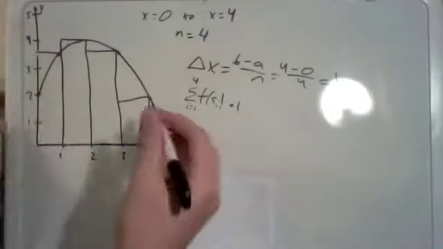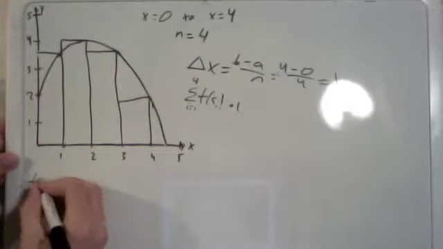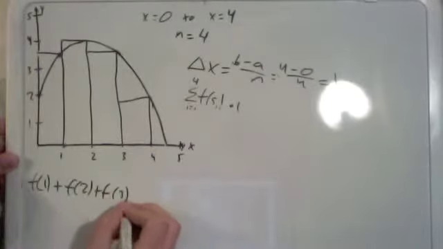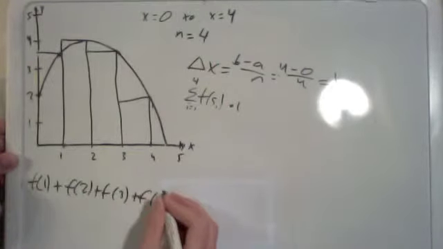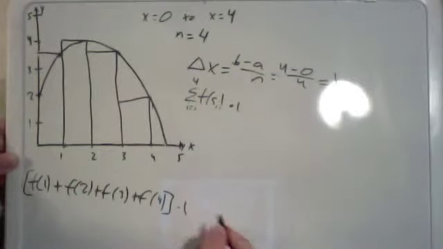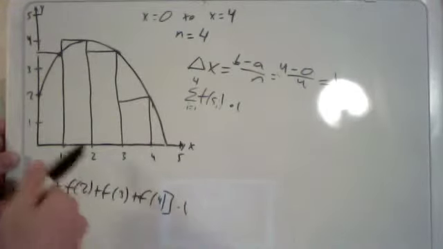So we're going to have f of 1, I'll put it down here, f of 1 plus f of 2 plus f of 3 plus f of 4, and each of those is times delta x, which is 1, and now we just find what each of these are.